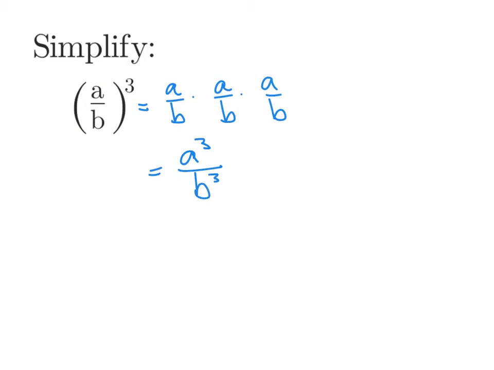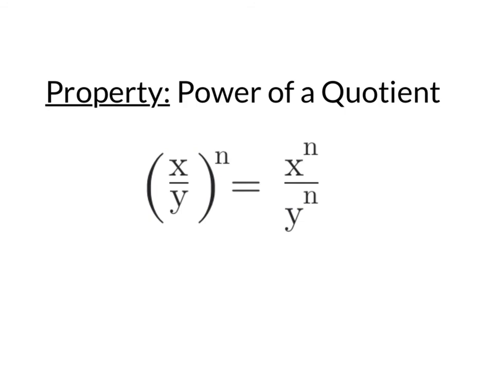So we see that what happened here was that when we had a fraction all to the third power, we ended up with an answer that had the numerator to the third power and the denominator to the third power. So our power of a quotient property is that if we have a fraction as the base and we're taking that fraction to any power, the numerator gets taken to that power and so does the denominator.